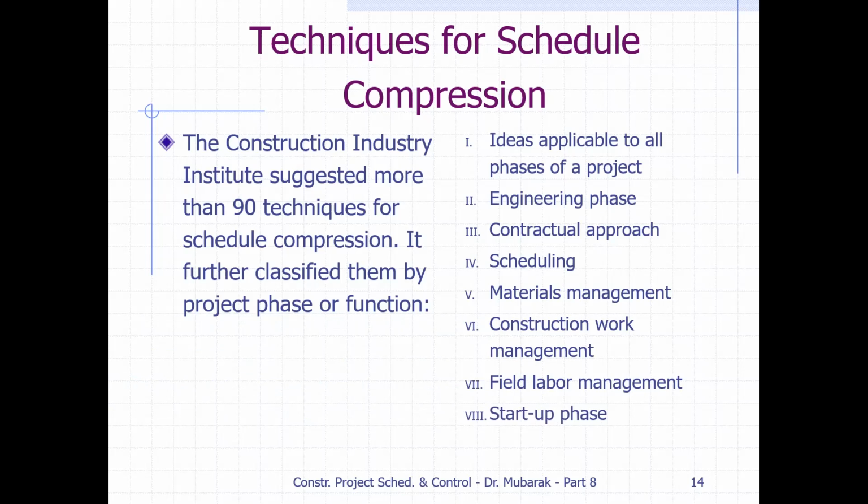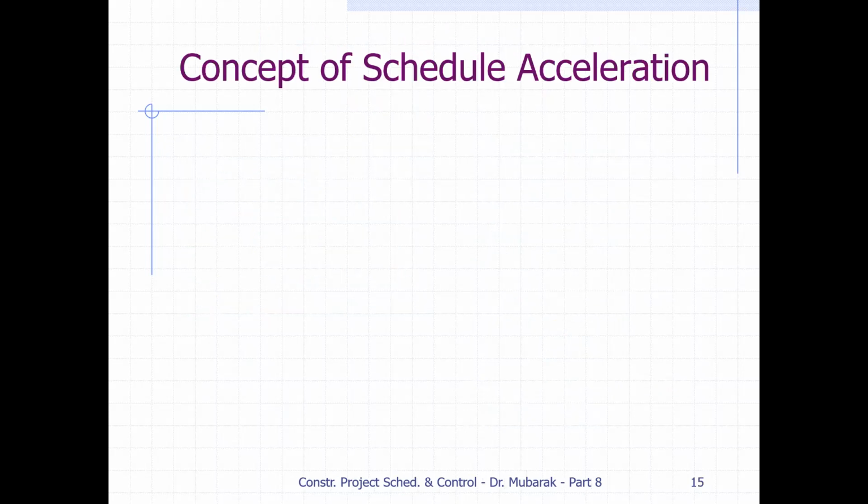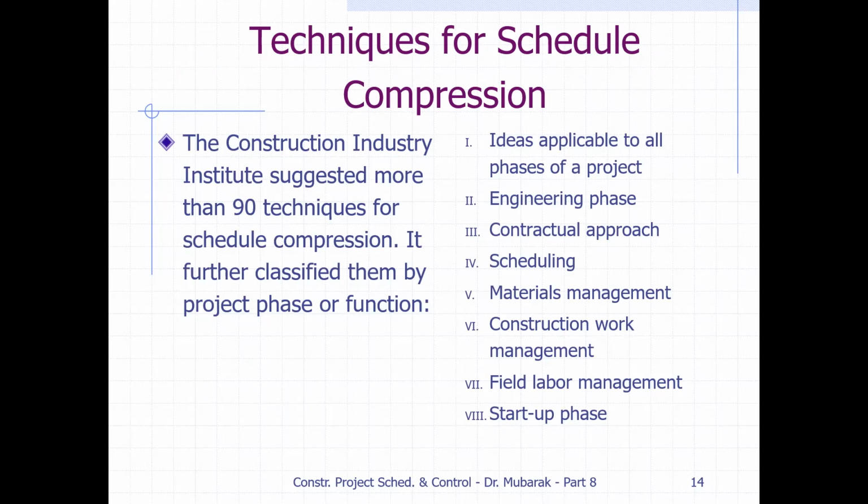Now the startup phase. In the beginning, we should not bring too many people. According to the work, we start with smaller quantities and a smaller labor force, and then as the work expands, we bring more people and more equipment. So we should avoid congestion in the beginning of the project and also at the end of the project. These are the techniques we use in schedule compression, to complete the project early.